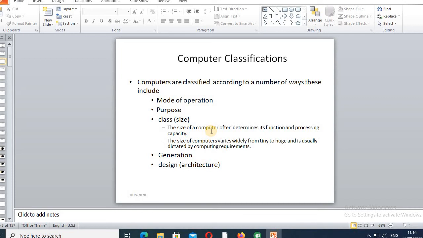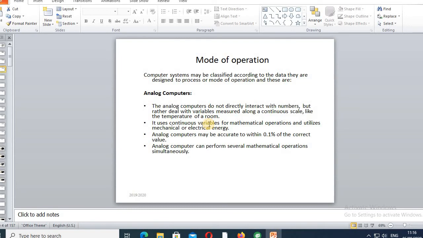So all those things will be done, and obviously they will be carried out according to your knowledge. And every stage has different ideas. Are we together? So we shall have mode of operation. Then now we start looking at them. A computer system may be classified according to the data they are designed to process, or mode of operation.